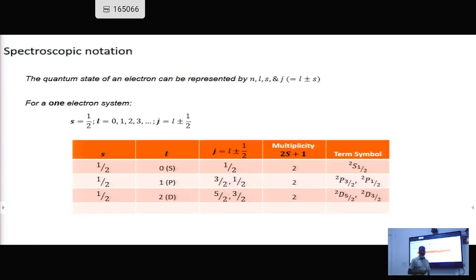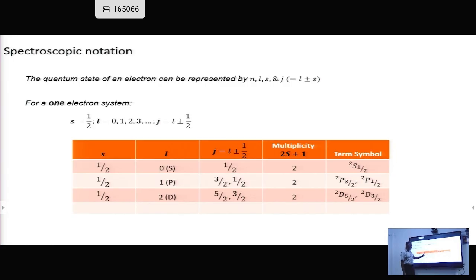Now this table represents a one-electron system. We have one electron, so S is always half. Then n can have different values depending on where the electron is. The letters S, P, D, F represent these sublevels, depending upon the orbital quantum number. If it is 0, you call it an S orbital, basically spherical. P orbital is the dumbbell shape, then the double dumbbell shape, and it goes on to D and so on.